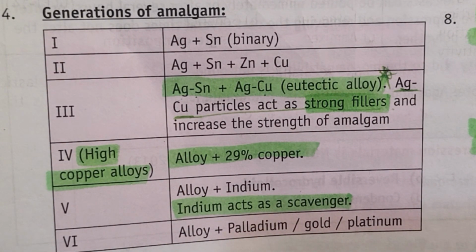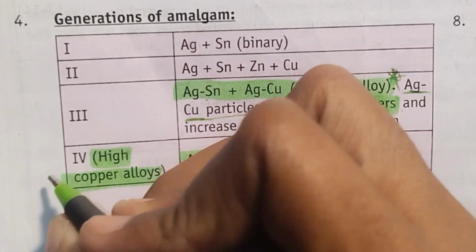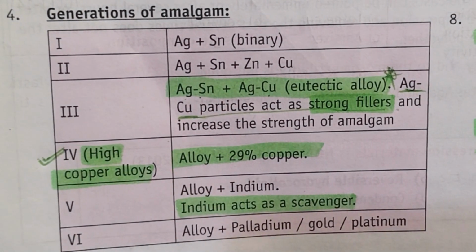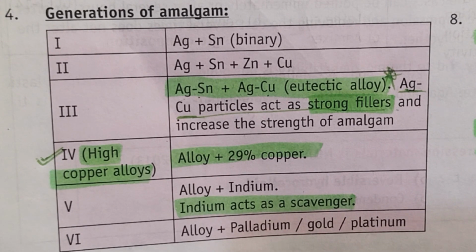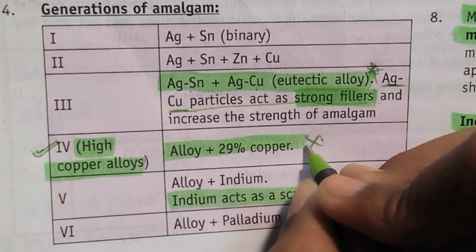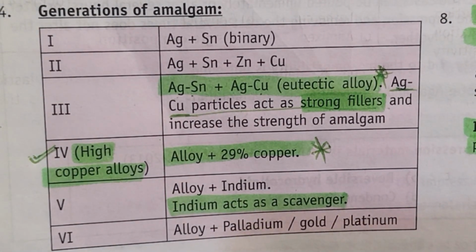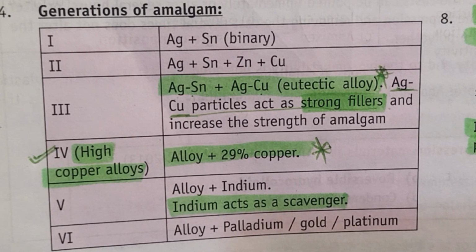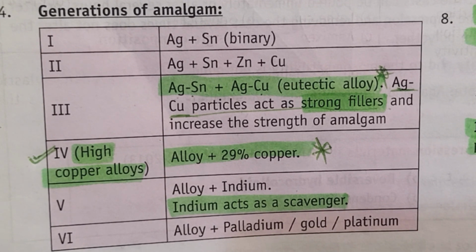Coming to the fourth, the fourth generation is high copper alloy. Again, an important question asked in NEET MDS: the fourth generation of amalgam is called the high copper alloy. Here you have the alloy plus 29% of the copper, very important. Then you have the fifth generation, which has alloy plus indium, where indium acts as a scavenger. In the sixth generation you have alloy plus palladium or gold or platinum. So these are the 6 generations of the amalgam.